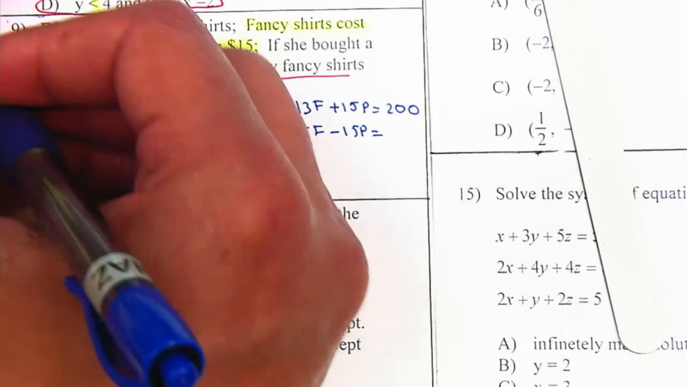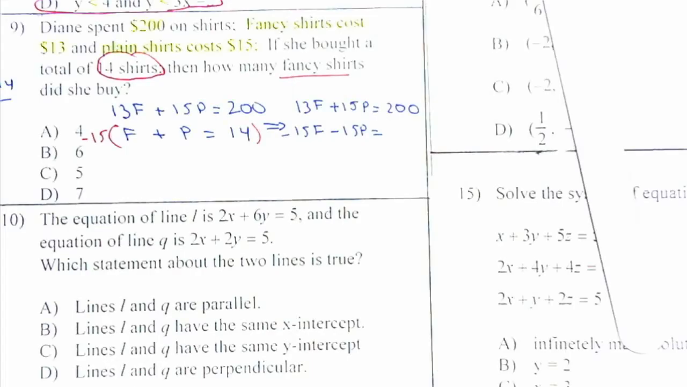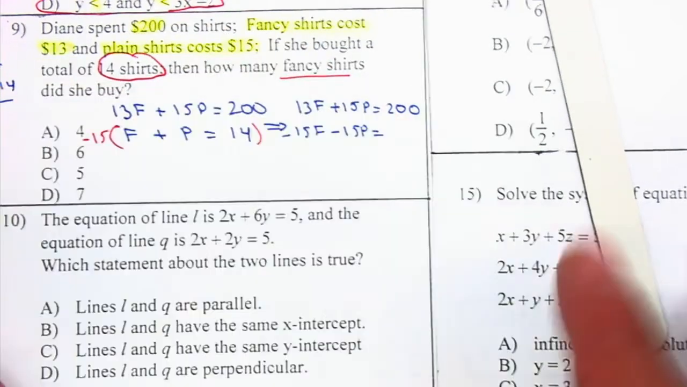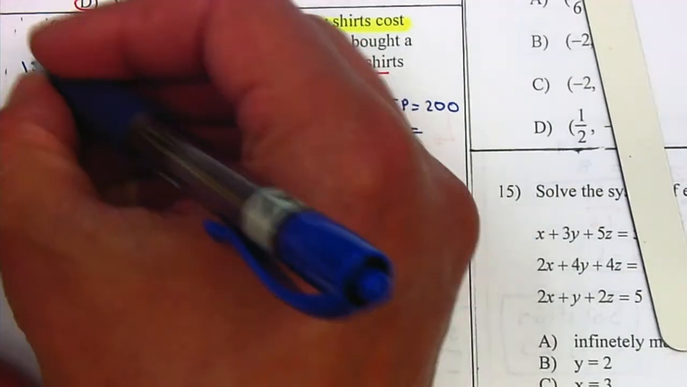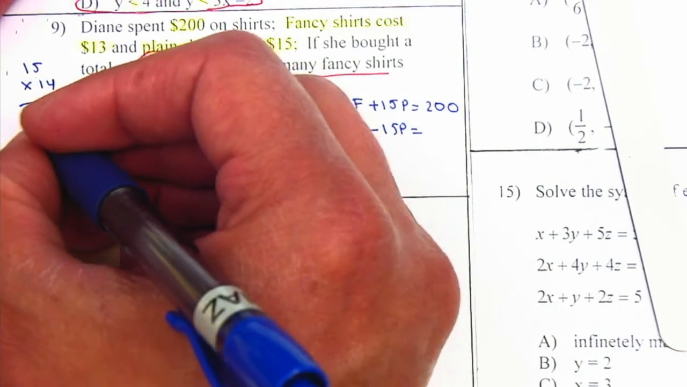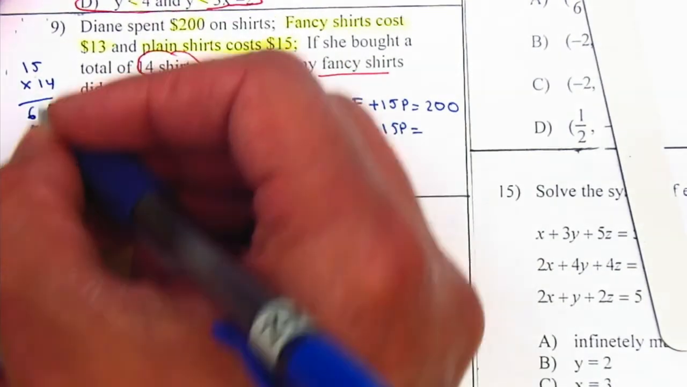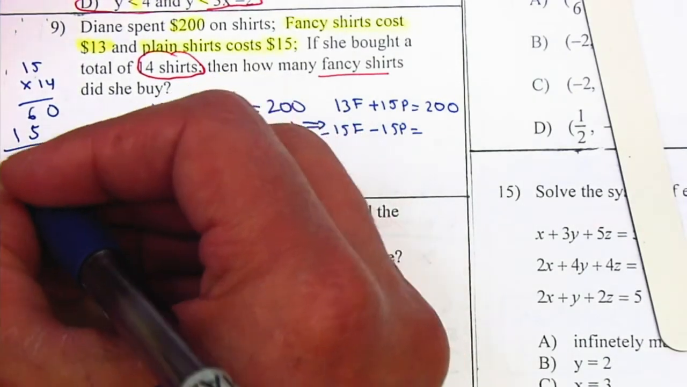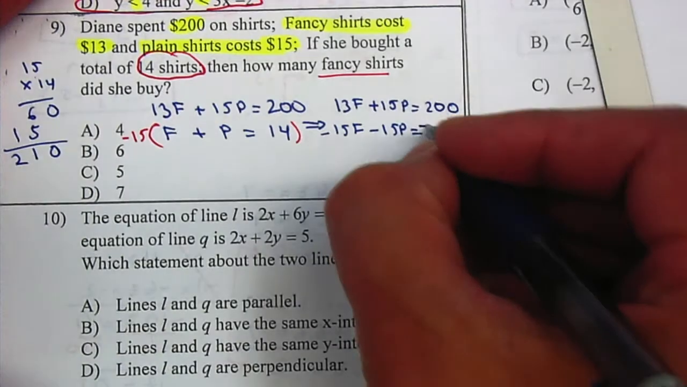15 times 14, just multiply on the side. When you multiply on the side, just be careful. We have 4 times 5 is 20, carry 2. 4 times 1 is 4, and 2 is 6. 1 times 5 is 5, 1 times 1 is 1. 0, 11. So it'll be negative 210.